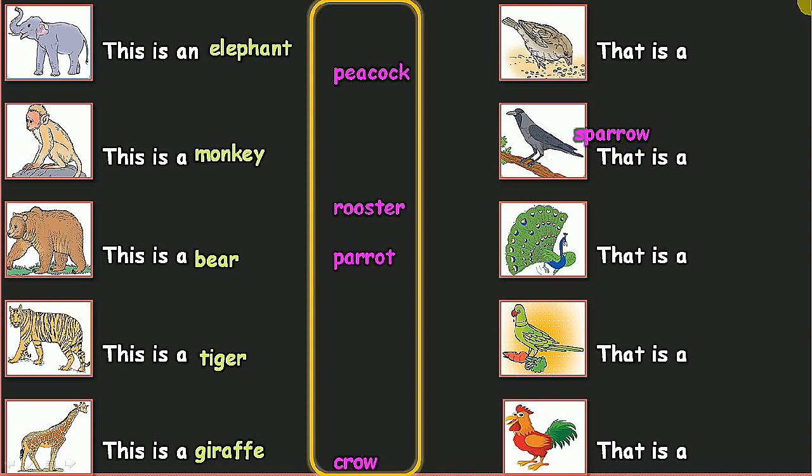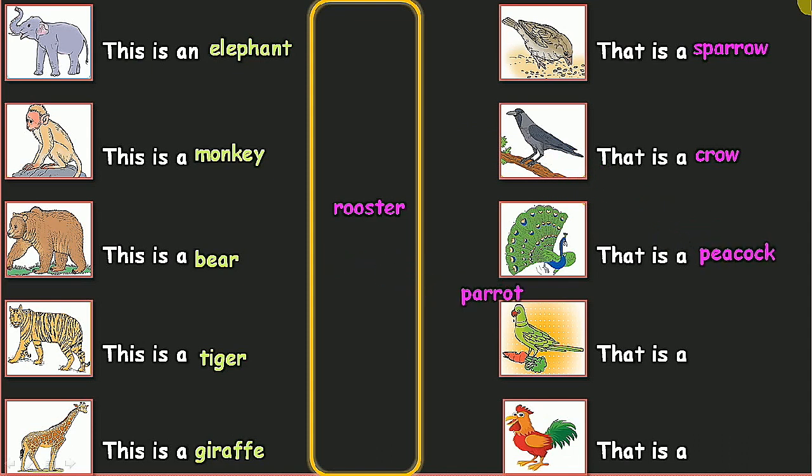Next, that is a sparrow. That is a crow. That is a peacock. That is a parrot. That is a rooster. Next activity.